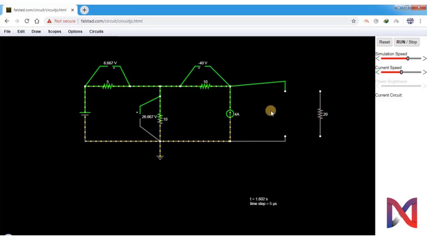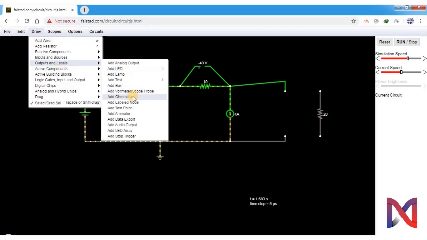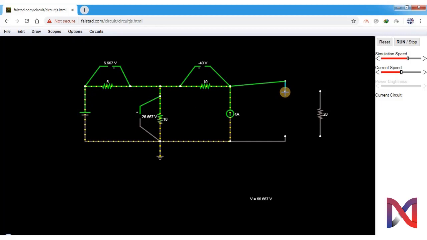Now we will calculate our VThevenin. For that we need to put our voltmeter right here. So we will go to draw, output and labels and place our voltmeter at this point. We are getting 66.667 volts here, which is exactly the same that we got during our calculation.